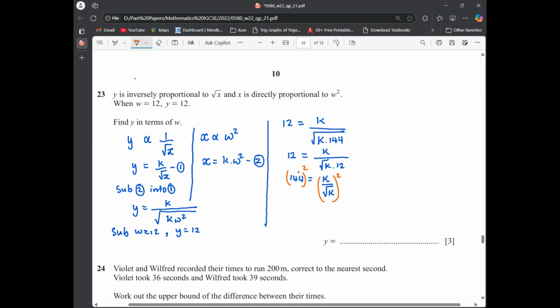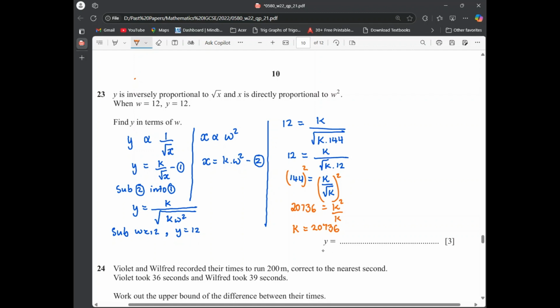If I square both sides, the square of 144 is 20,736. So I have 20,736 is equal to k squared divided by k, because remember the square root and the square cancel out, and therefore k squared divided by k just gives me k is equal to 20736.